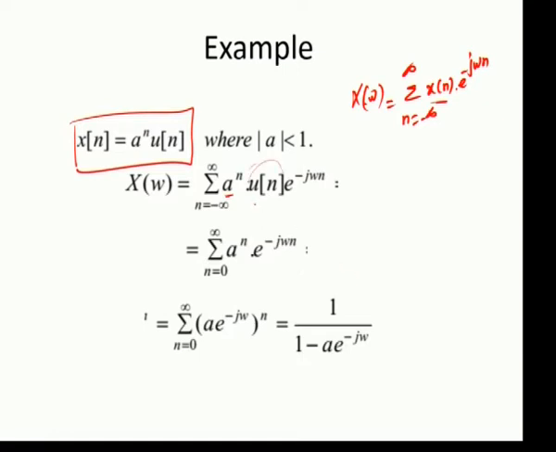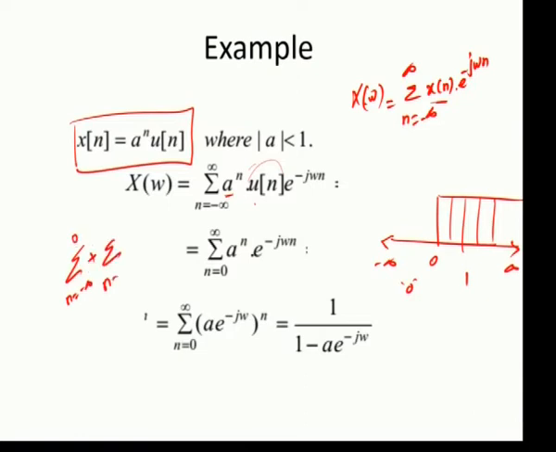What is the meaning of u of n? It is the unit step signal, a discrete signal, whose value is 1 from 0 to plus infinity and 0 from 0 to minus infinity. So this summation may be divided into n equal to minus infinity to 0 plus n equal to 0 to infinity. From minus infinity to 0 the value is 0, so remove it and consider only n equal to 0 to infinity, where u of n is 1, giving a power n e power minus j omega n.